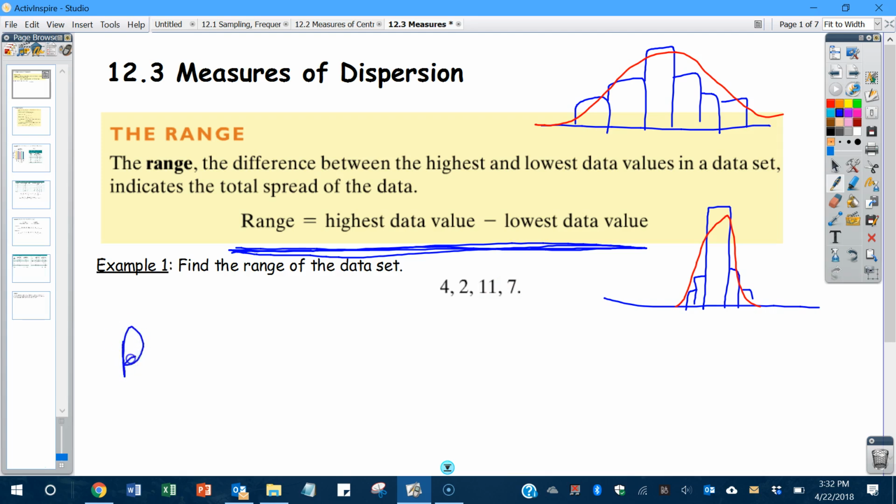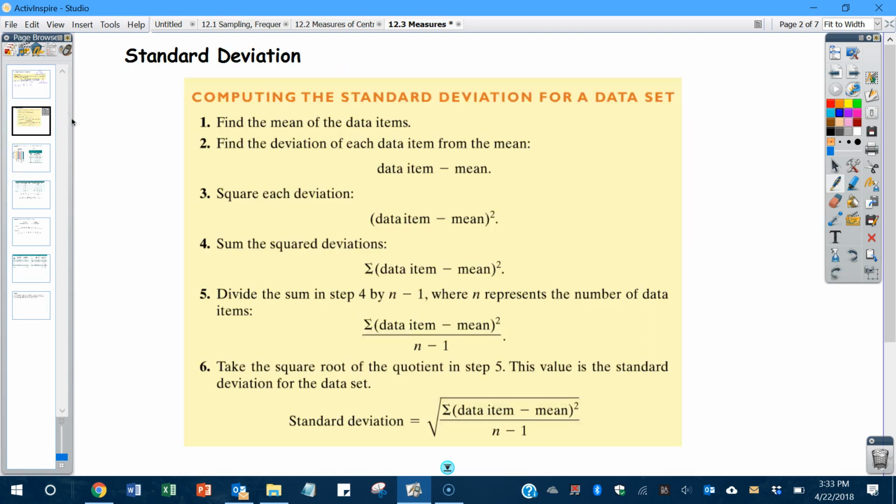The range is going to be the highest value minus the lowest value, which is going to be 11 minus 2, or 9. So you can say that this whole data set has a range of 9 numbers, so to speak. It doesn't contain all 9 of them, but it's 9 numbers wide. It goes from 2 to 11. That's the range. It's a little simplistic, and it's used for a few things, but it's not the best measure of dispersion. The best measure of dispersion is what we're going to spend most of this section talking about.